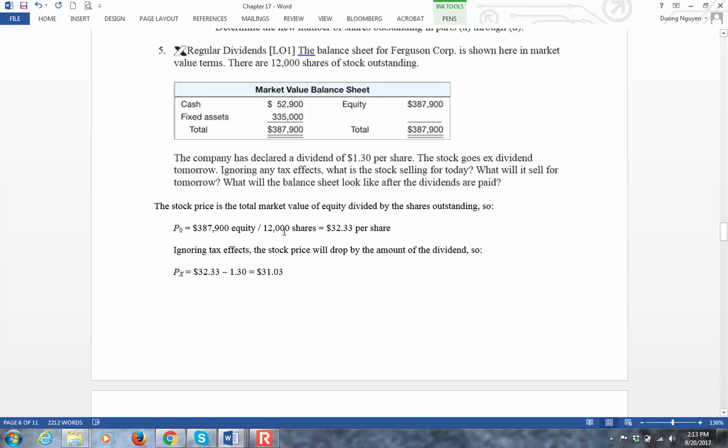Okay. Yeah, the equity is $387,900, and the number of shares outstanding is 12,000. So the current price is $32.33. With no tax, the stock price will drop by the amount of the dividend. So the new price, or the ex-dividend price, will be 32.33 minus 1.3, which is 31.03.